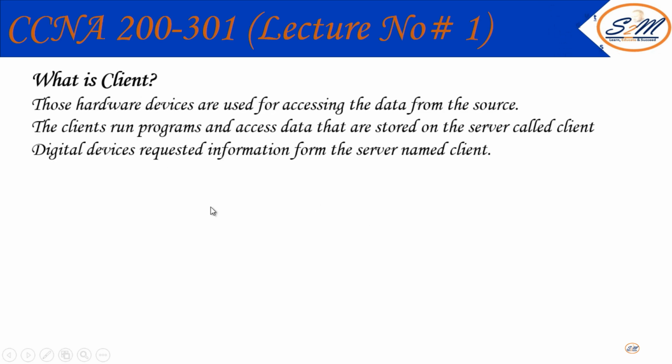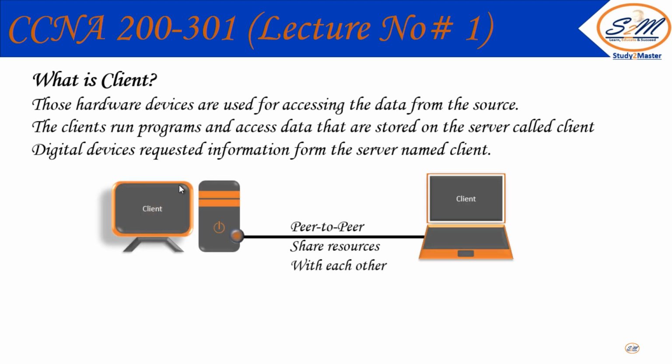So what's a client? Those hardware devices used for accessing data from the servers are called clients. The client runs programs and accesses data that are stored on the server. A digital device that requests information from the servers is named a client. In easy words, we say those hardware or digital devices used in order to access information from the server are called clients. Now look at this diagram.